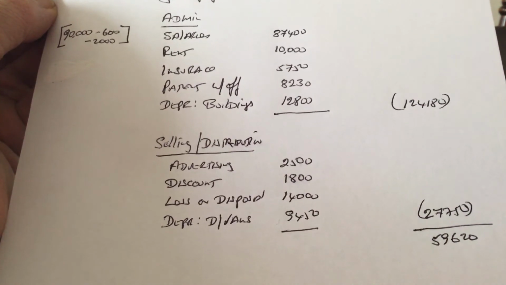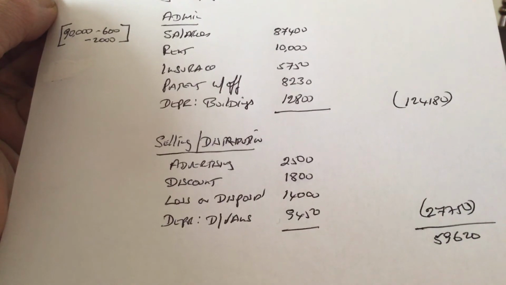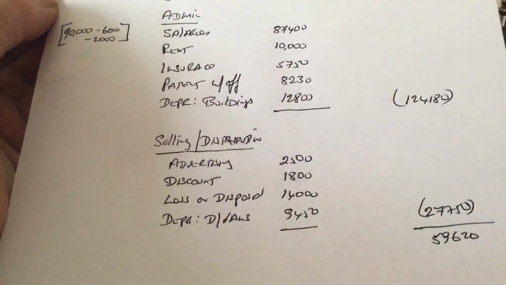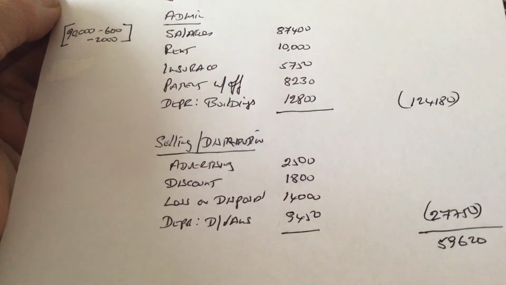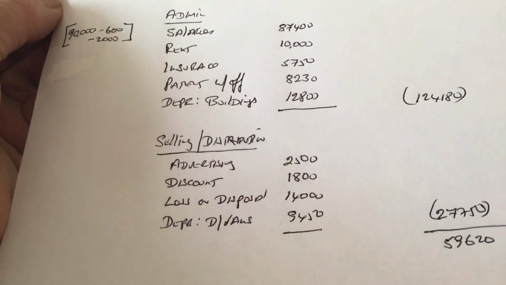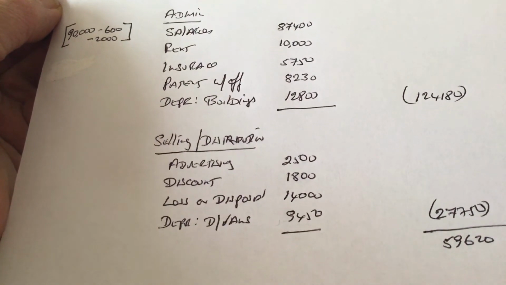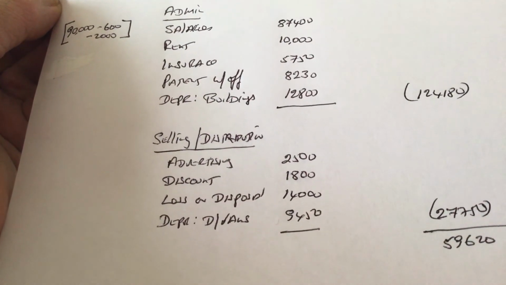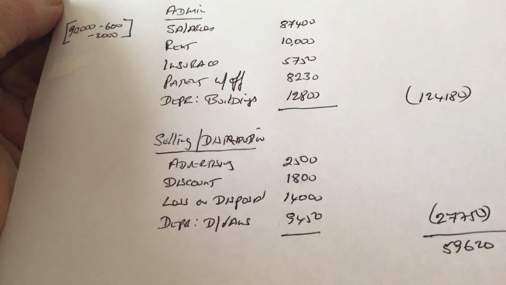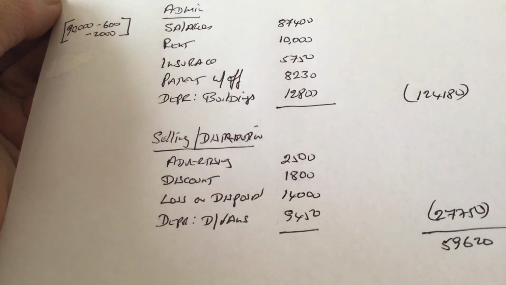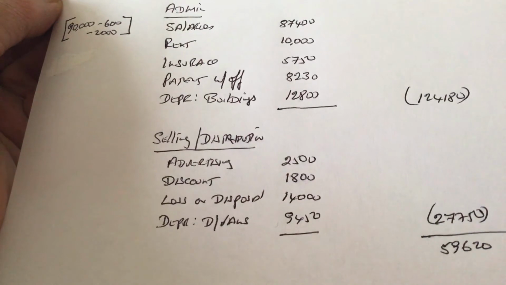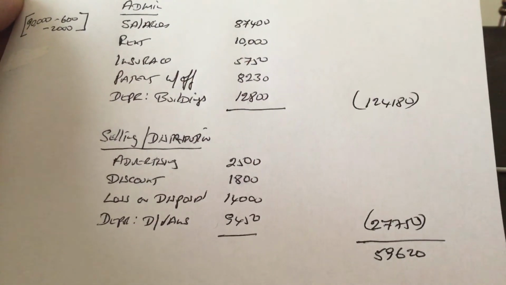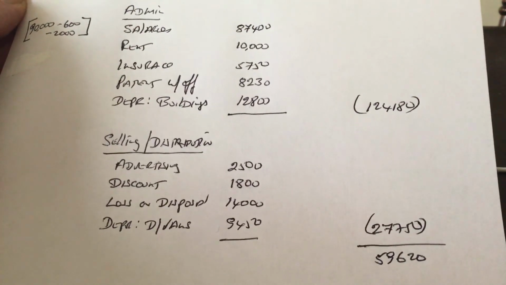Rent is next at 10,000. Insurance at 5,750. And that's all of the adjustments then in the original trial balance. So go to the adjusted trial balance. Is there anything we have to put into the profit and loss account? Go down on the debit side and you will see patent write-off 8,230. Then you will see loss on disposal 14,000. Then you will see depreciation of delivery vans 9,450. And lastly then you will see depreciation of the buildings 12,800.